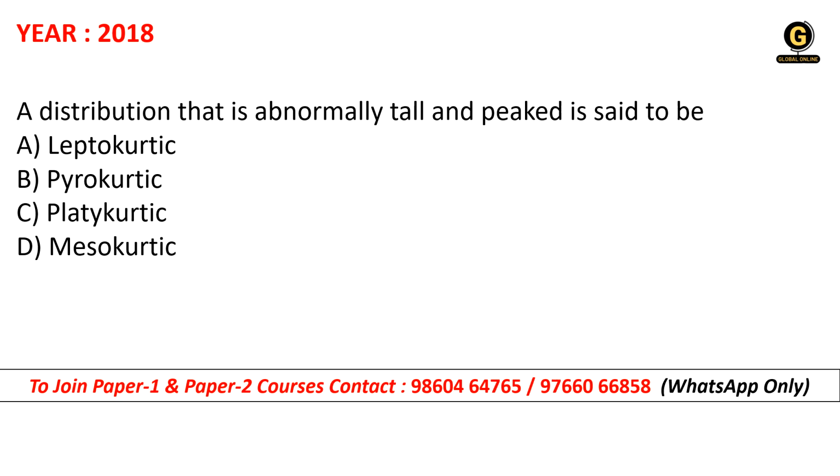A distribution that is abnormally tall and peaked is said to be A leptokurtic, B pyrokurtic, C platykurtic, and D mesokurtic. So the right answer is option A, that is leptokurtic.